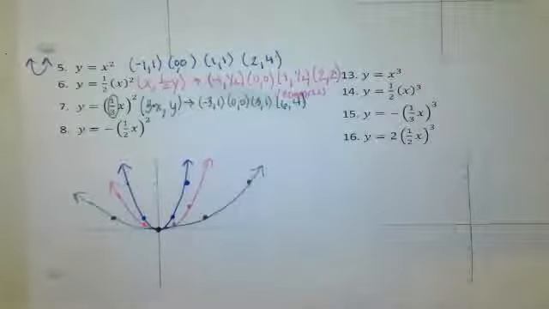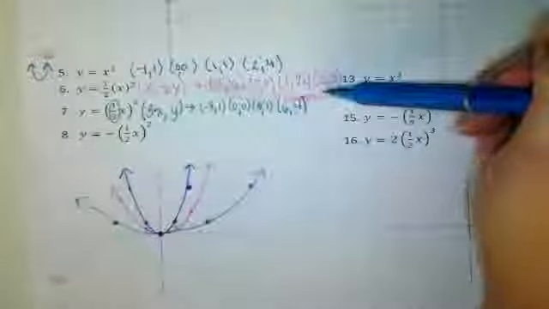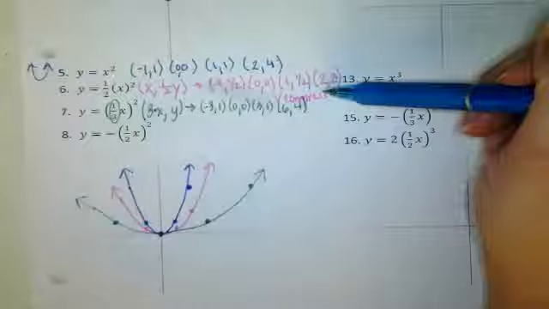All right, number 8. How are you doing so far? I kind of suck at it. Oh, what is it called? So it's a vertical compression. Vertical compression by a factor of 1/2.